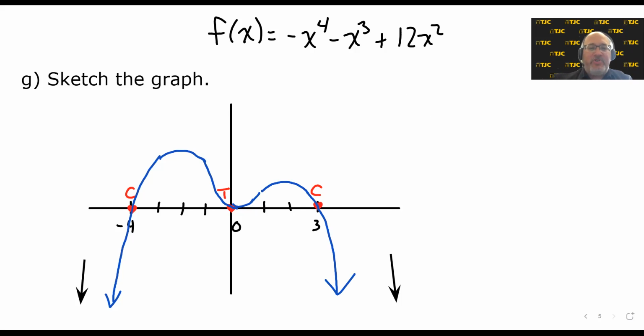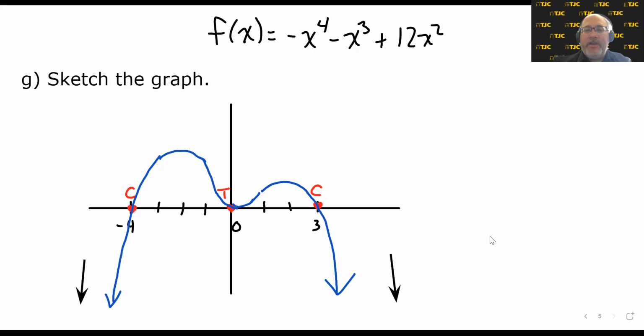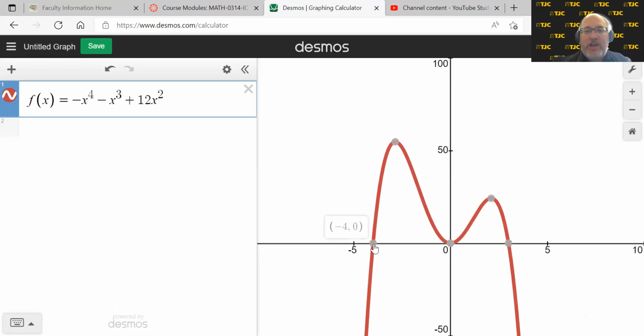Let's go into Desmos and see how close we were. I believe the graph is already there. It is. Not too shabby. Cross at -4, touch at 0, cross at 3, both ends are pointing down. Correct y-intercept also. Now Desmos tells us where the high and low points are. And if you notice, it gets pretty high.